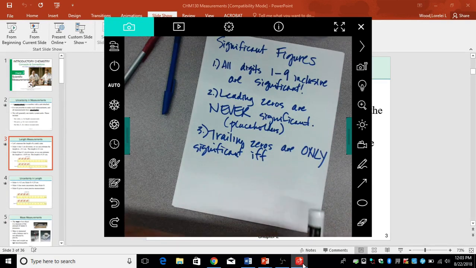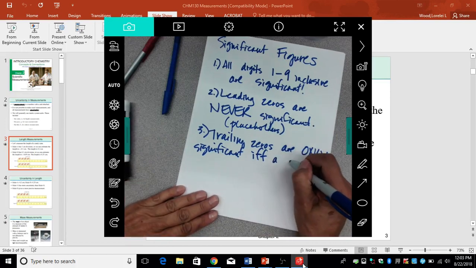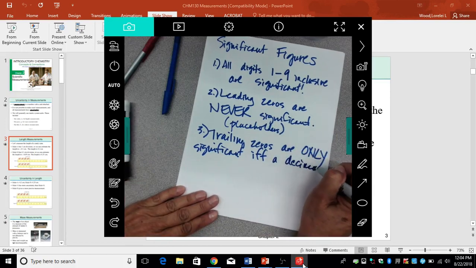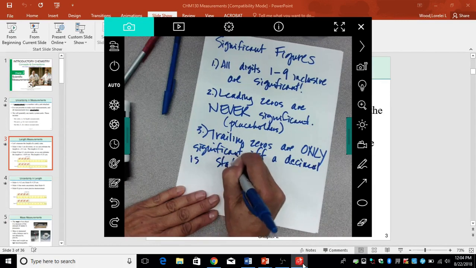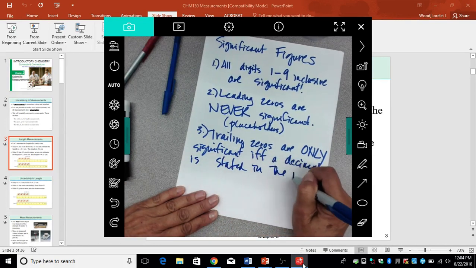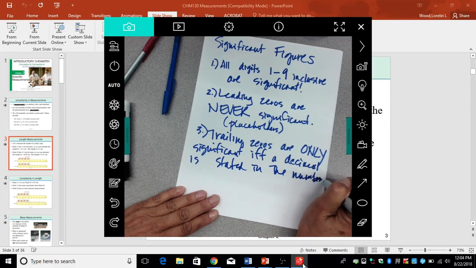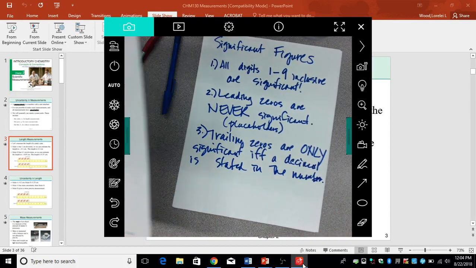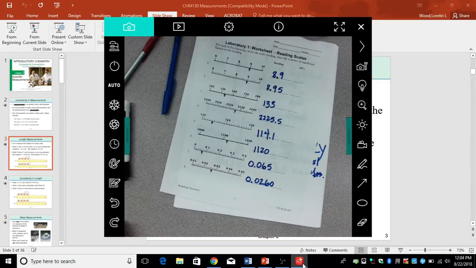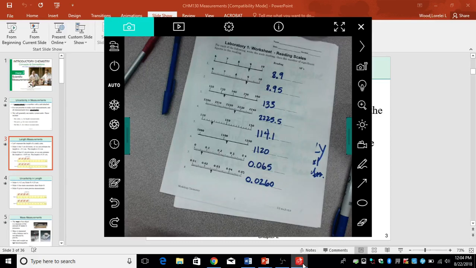The only way that trailing zeros are significant, if and only if, a decimal is stated in the number. For example, a good example would be if you look at the third to last measurement, the 1120. That's a trailing zero, right? It's a zero at the end of a number. Is that zero considered significant based on the rules I just told you?